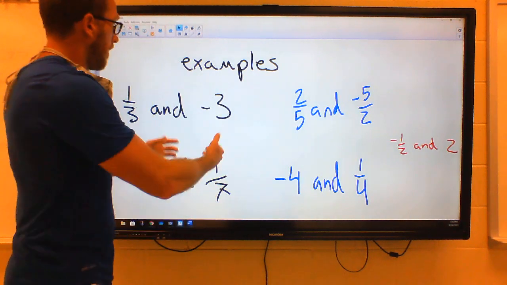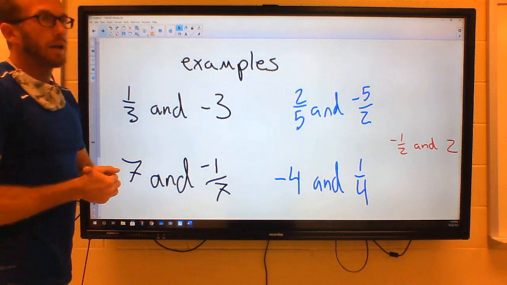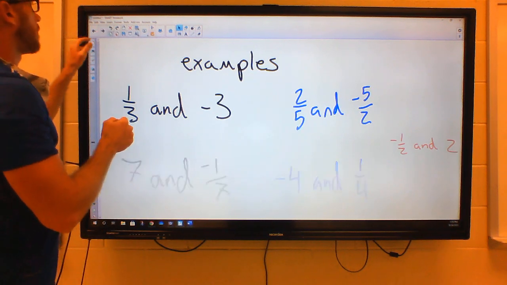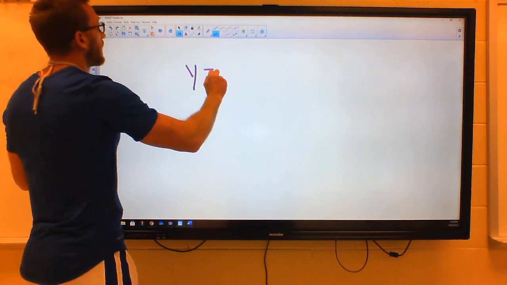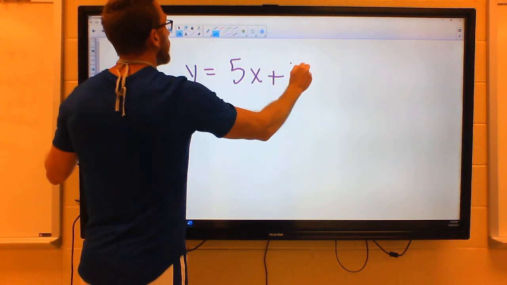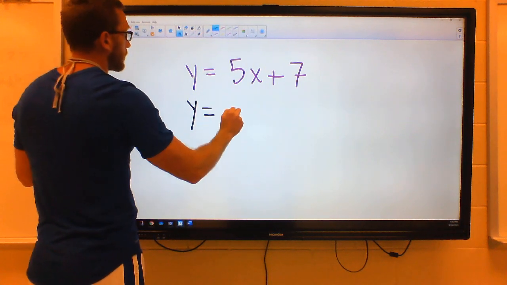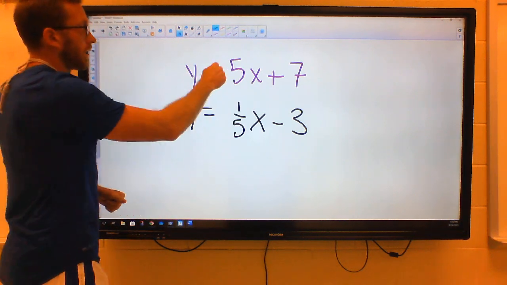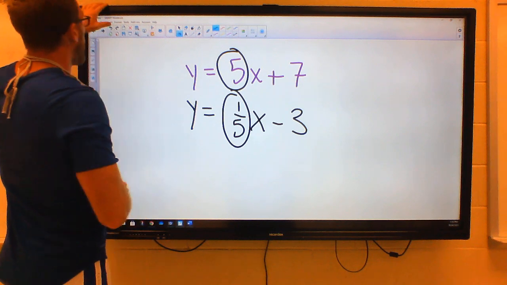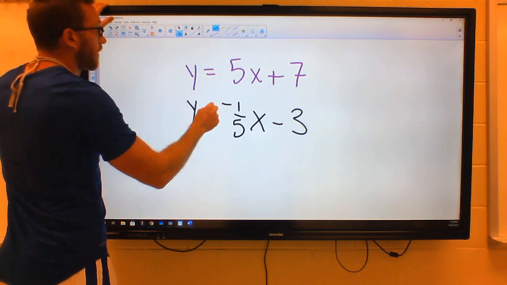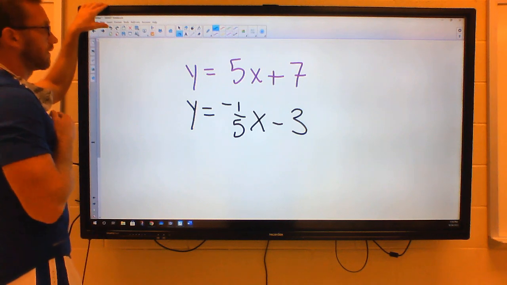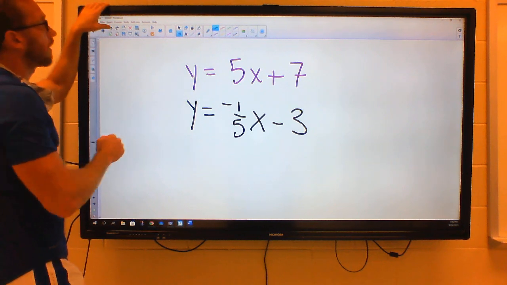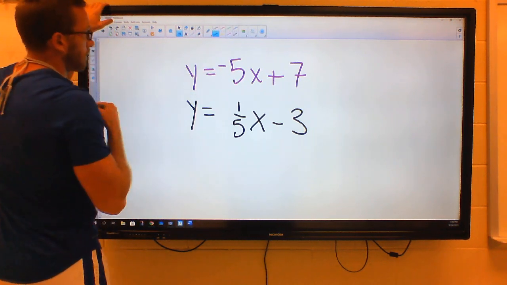So what we're saying is these combinations of slopes in lines would be negative reciprocals of each other. So these would be perpendicular lines. For example, if I had y equals 5x plus 7, and then another line, y equals 1/5 x minus 3, these would not be perpendicular because they're both positive. Even though they're reciprocals, one of them would need to be negative. So either that needs to be negative, now they would be negative reciprocal slopes of each other, and we could say these are perpendicular lines, or we would need this one to be negative.